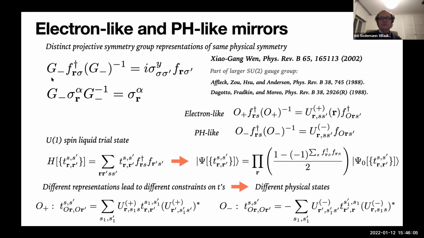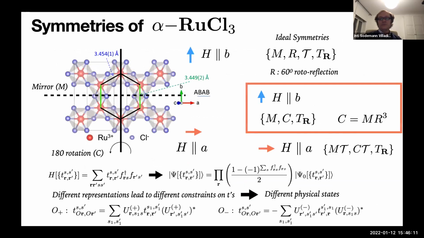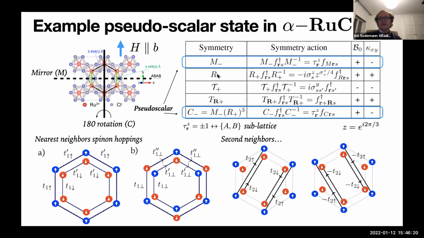They are just, within this larger SU2 group, different projective symmetry group representations. I focused only on the mirror, but you can do the analysis for all the symmetries of alpha ruthenium chloride to try to construct mean field states that satisfy all the symmetries. For example, I list here all the symmetries of alpha ruthenium chloride, and I chose some particular implementation of a symmetry just to illustrate.